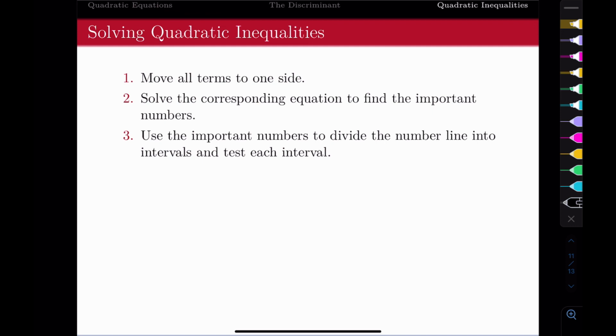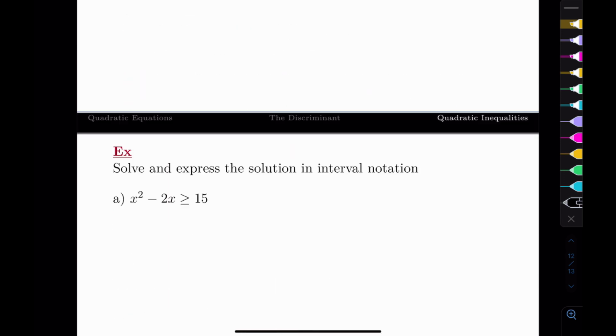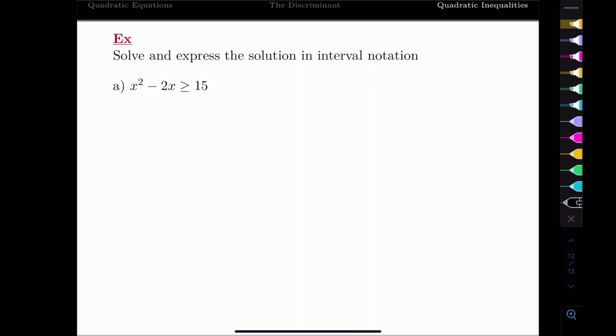So the very first thing we need to do is move everything to one side. Then we want to solve the corresponding equation to find the important numbers. Then we're going to use those to divide the number line into intervals, and we're going to test each interval. I'm going to show you with this first one the more drawn out process, and then when we go to the second one, we can do a little less work. But I'm also going to relate this to our quadratic function as well.